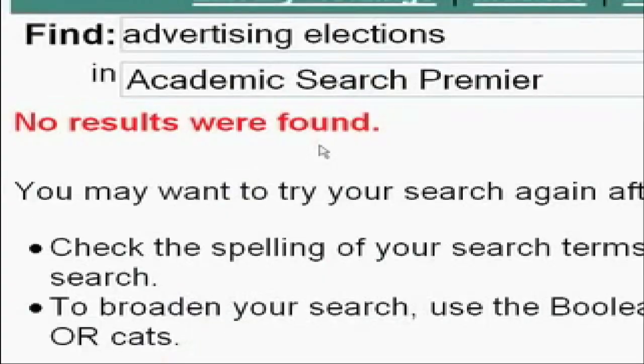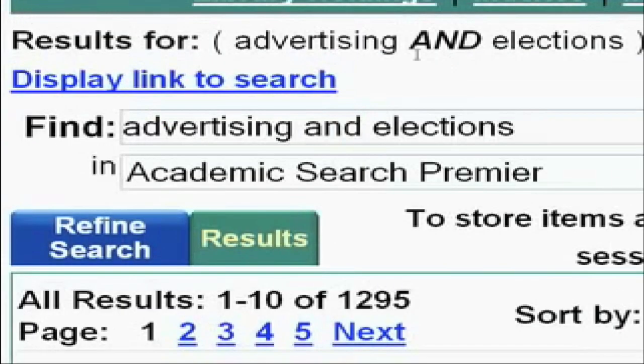Well, that's good and all, but getting back to my topic, advertising and elections. Sure, let's go back to the database. I have a couple of keywords in mind to start with. How about we do advertising and election? And you'll notice I put that Boolean operator "and" in there so that we get articles that contain both concepts.